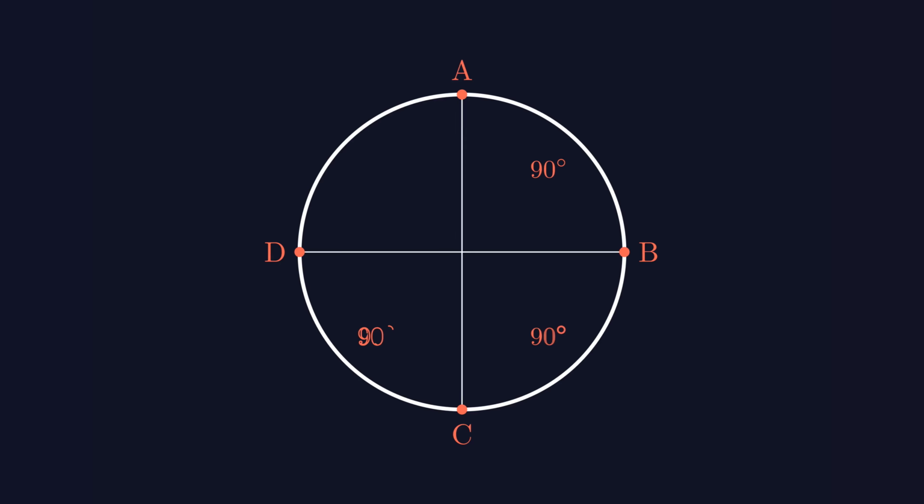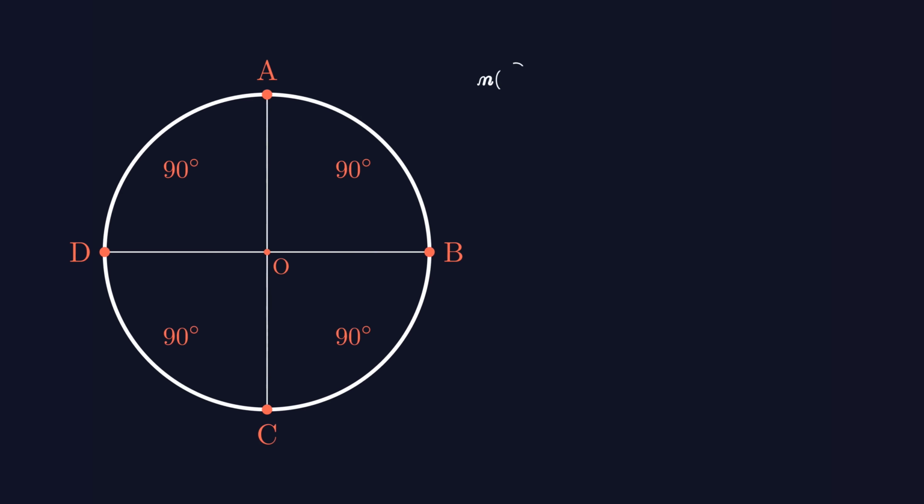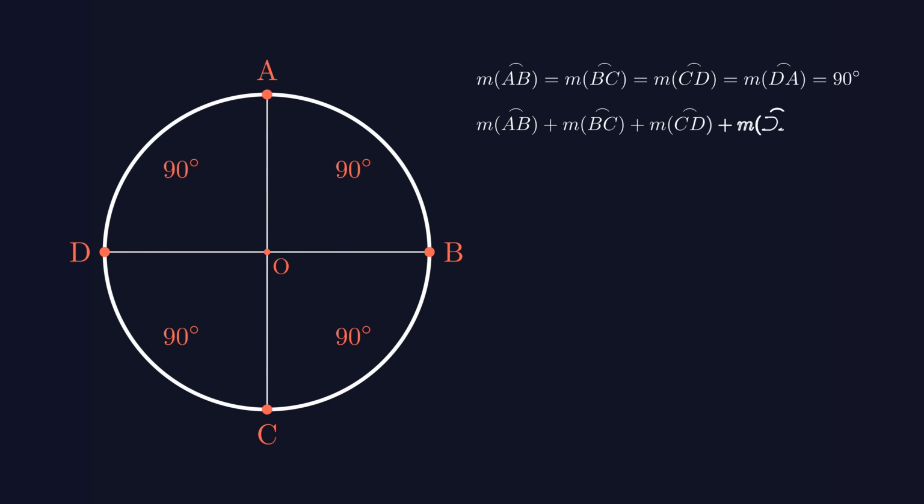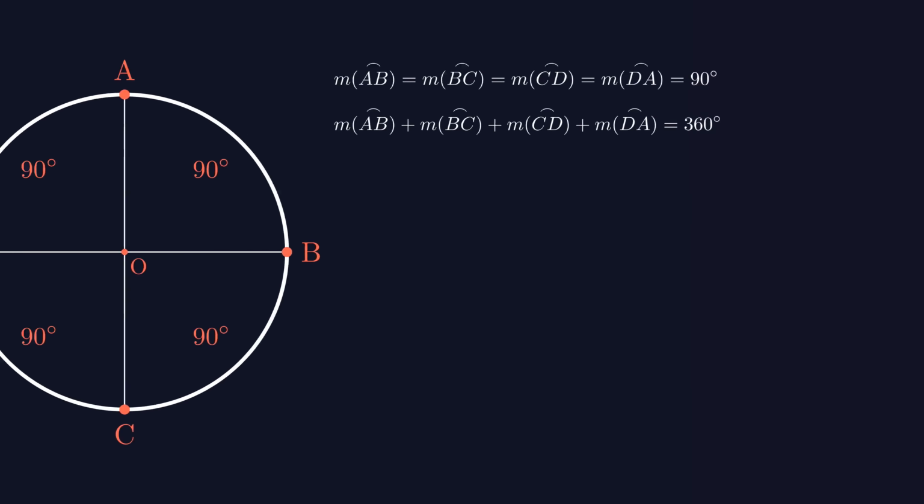A full circle corresponds to 360 degrees of arc. If we draw 2 diameters that are perpendicular to each other, they divide the circle into 4 equal arcs, each measuring 90 degrees. And together, they sum up to 360 degrees.